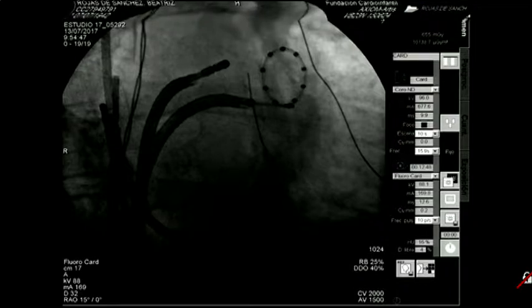As you can see on the signal from the wire, from the guide wire, there is an electrogram, a small electrogram. Here we can see the unipolar signal from the guide.